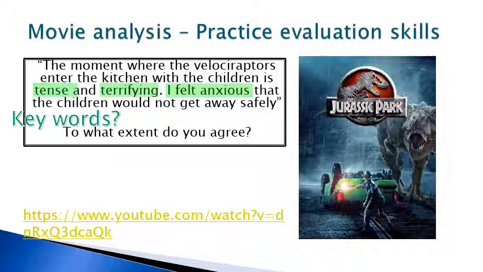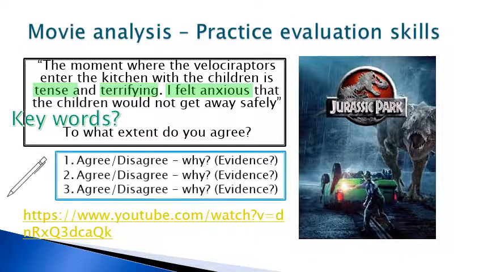Is it tense, this moment? Is it terrifying or not? Do you feel anxious or not when you watch this? To what extent do you agree? And remember, be critical. You can say, I agree partially. However, I also disagree because of this detail.